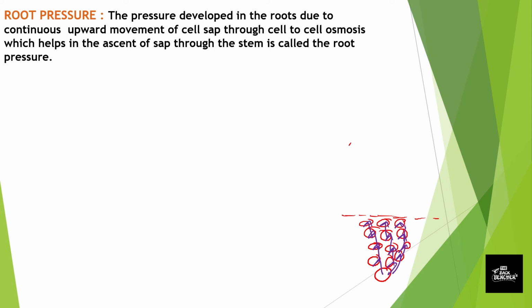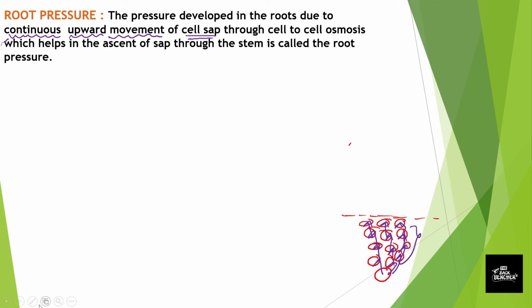But one thing you all can notice here is that there is only one way movement, only upward movement. Continuous upward movement is taking place, of what? Of the cell sap. And due to that, a pressure is developing. This particular pressure is said to be root pressure. That is all you need to know about root pressure.